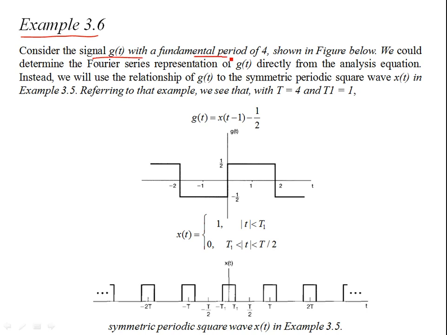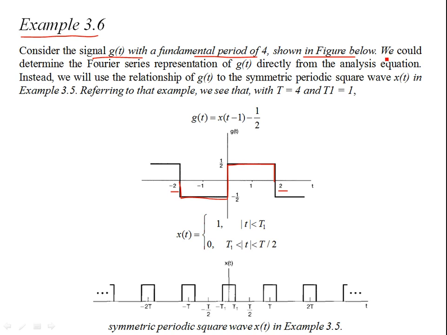with a fundamental period of 4, which is shown in the figure below. You can see the period is 4. This is a bipolar square waveform, with one period taken from -2 to +2. So the period is 4, and this pattern goes on repeating. It's a periodic square waveform.